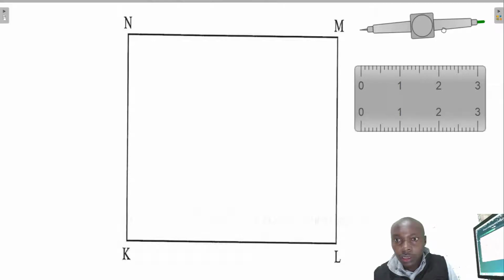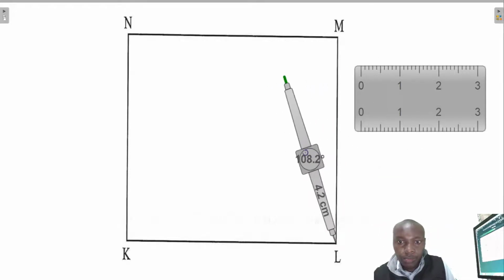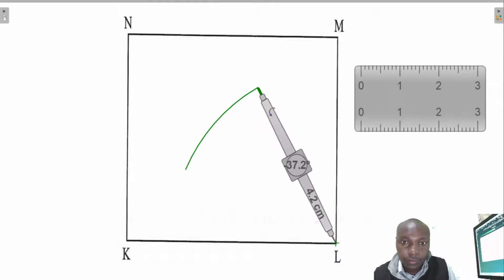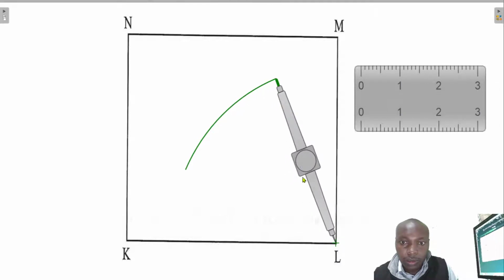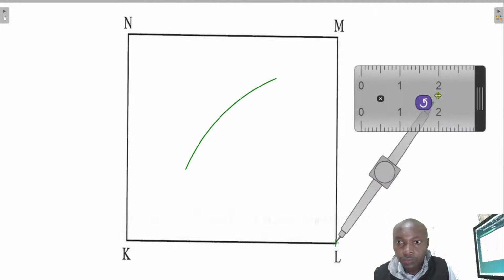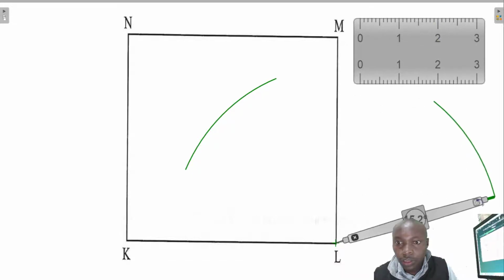To do that, simply take your pair of compass. You stand at L. You can make it longer. Then make sure that you open it more than half the length of that line, LM, and with that radius you can mark an arc there. You can mark an arc there. Then without adjusting the radius, you can mark another arc there.